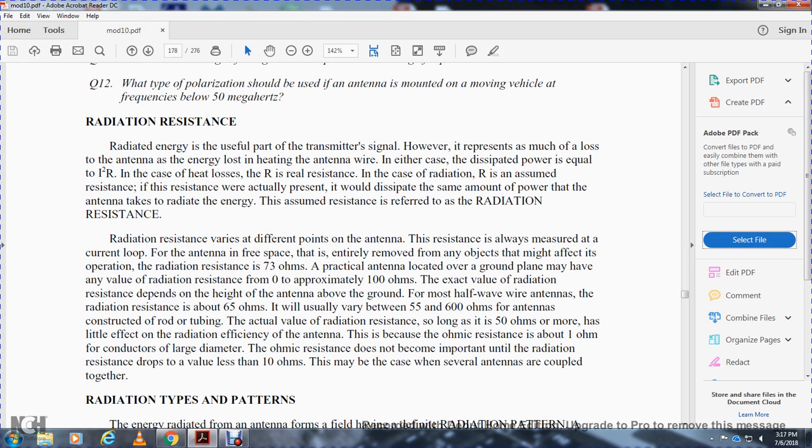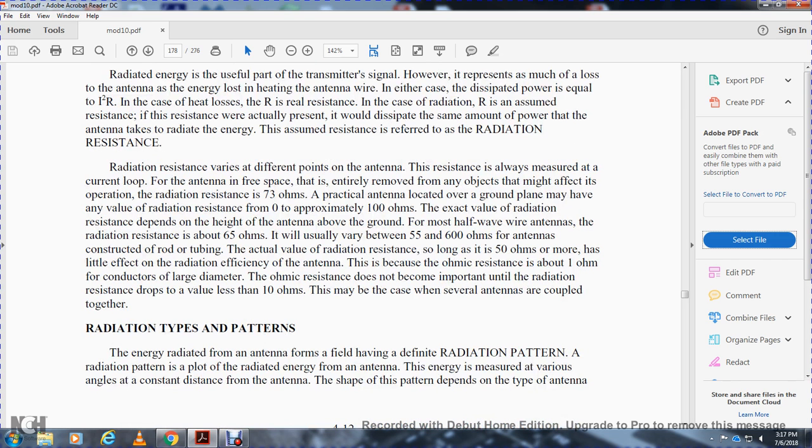The value will vary between 55 and 600 ohms for an antenna constructed with a rod or tube. The actual value of the radiation resistance, such as 50 ohms or more, has little effect on the radiation efficiency of the antenna. This is because the ohmic resistance is about 1 ohm for a large conductor. In dynamic terms, the ohmic resistance does not become important until the radiation resistance drops to a value less than 10 ohms. This may be caused when several antennas are coupled together.